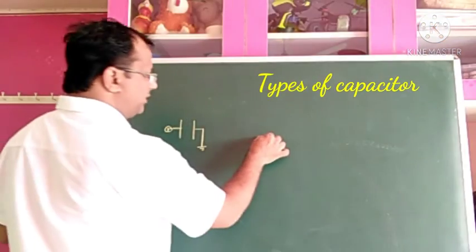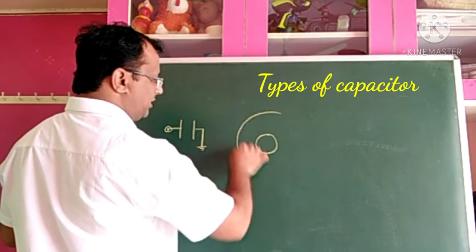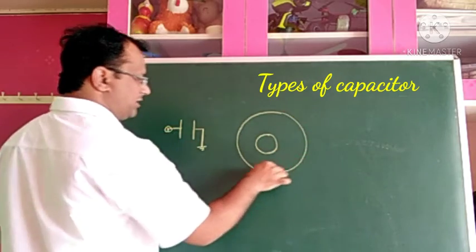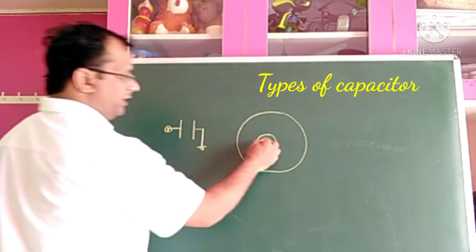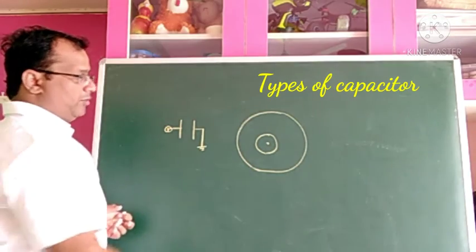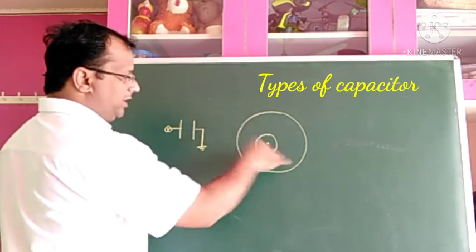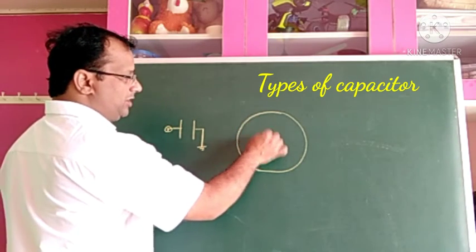Now the second one is the spherical capacitor. In a spherical capacitor, the shape of the two plates is spherical, and the center of both spheres is the same. Then, to the inner sphere, a positive potential is given.